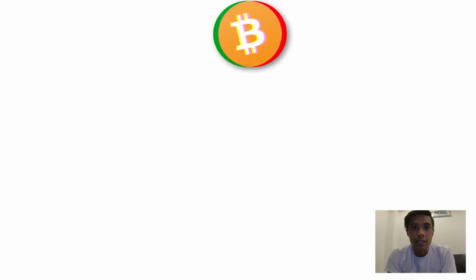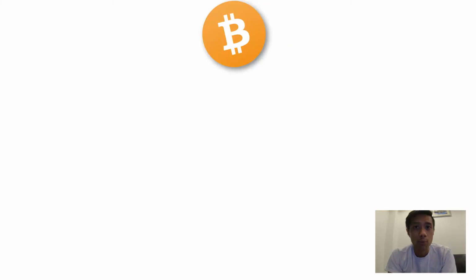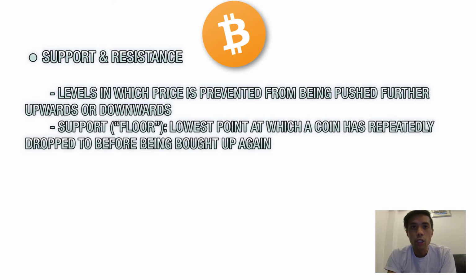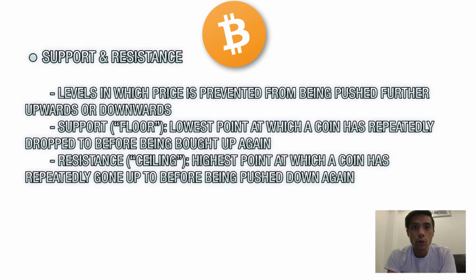The next thing I'd like to discuss is what you'll hear referred to as support and resistance. These are price levels in which the price of a coin is prevented from being pushed further upwards or downwards. Support, also referred to as a floor, is a point at which a coin has repeatedly dropped to a certain price point before being bought up again. Resistance, also known as a ceiling, is the opposite, the point at which a coin has repeatedly gone up and touched before being pushed down again.